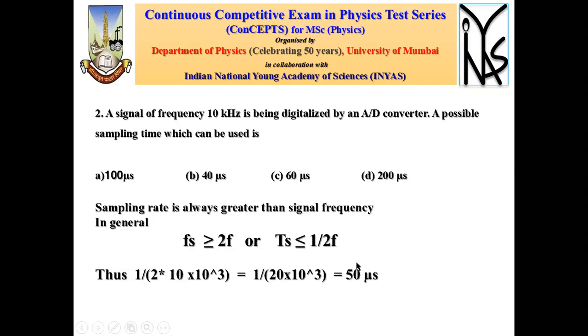Now if you go with this criterion, TS is less than or equal to 1 upon 2F, then here we have four options: 100 microseconds, 40 microseconds, 60 microseconds, and 200 microseconds. But TS should be less than or equal to 1 upon 2F. That is what justifies that it must be near about 40 microseconds, so that you can have a very good digitized signal of a 10 kilohertz frequency, right?